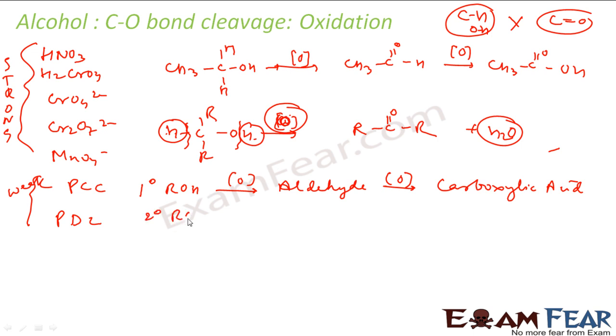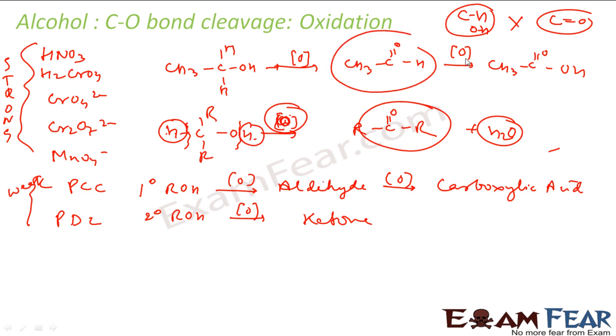If I take 2 degree alcohol and do oxidation, I get ketone. If you see here, I got ketone here. This is 2 degree alcohol. And here, 1 degree alcohol, I got aldehydes. And then furthermore, this is 1 degree, it's 2 degree, ketone. And further, if you oxidize, you get a carboxylic acid.